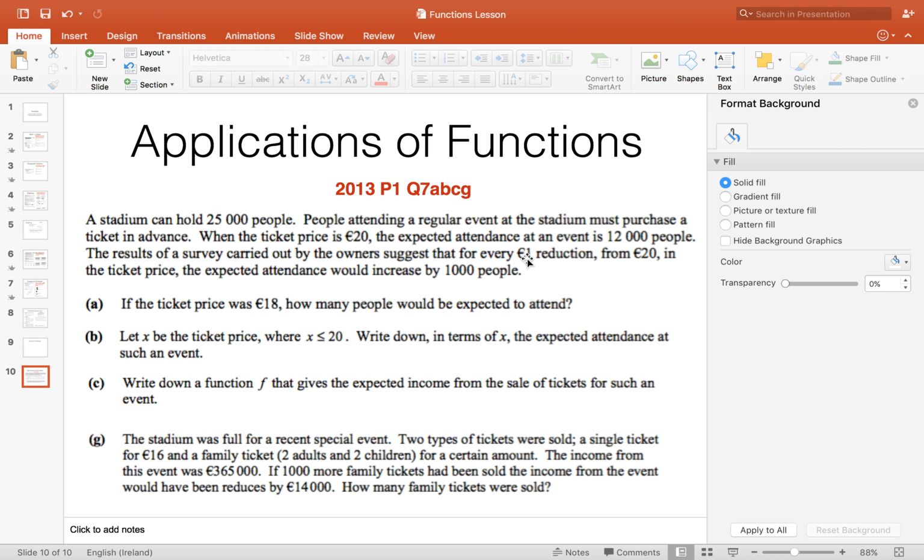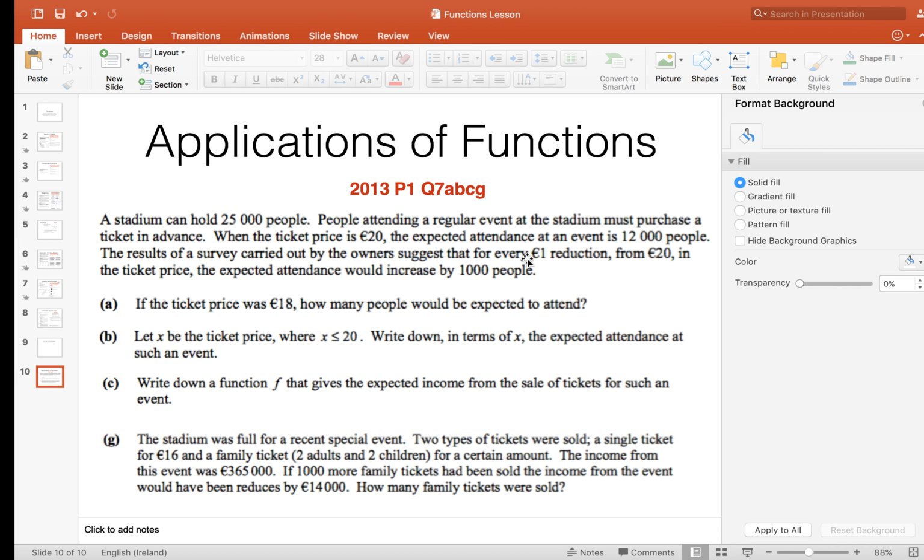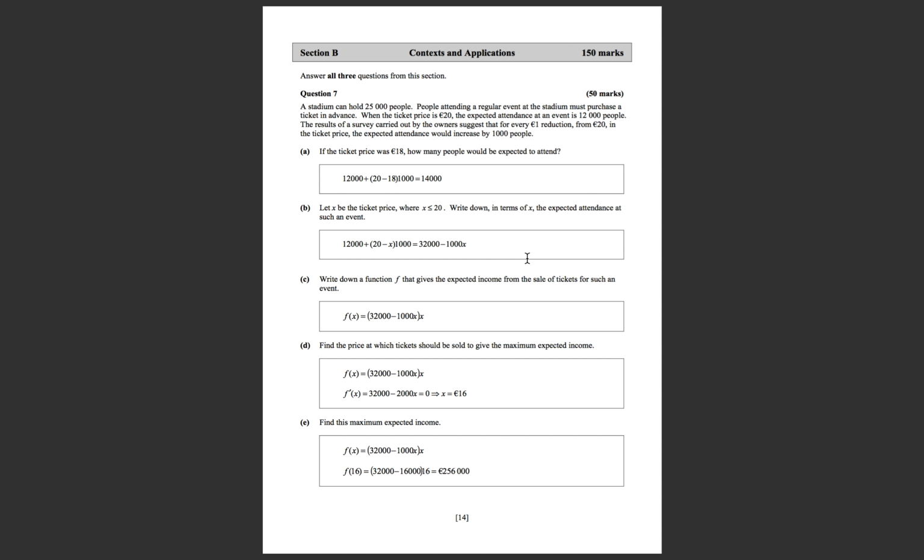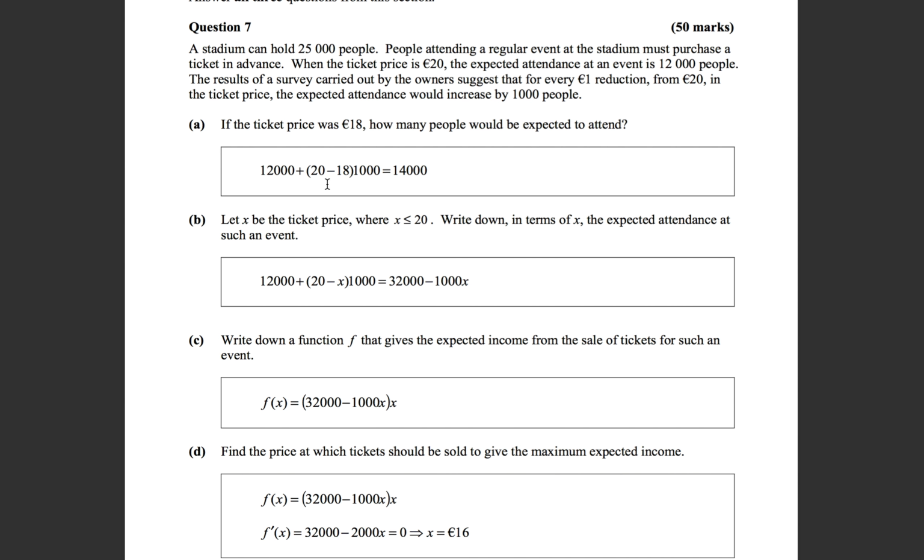Whenever you reduce the price by €1 from 20, the expected attendance increases by 1,000 people. So you bring the price down from 20 to 19 and an extra 1,000 people come. So first question, if the ticket price was €18, how many people would be expected to attend? This question is kind of warming you up. So €18. For a reduction of €1, there's an increase of 1,000. A reduction of €2, so 12,000 is the original number, plus, what's the reduction in price?